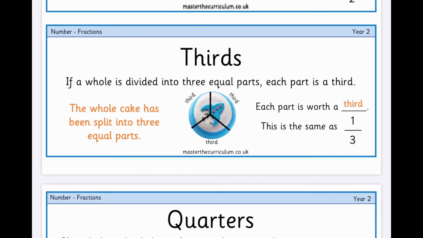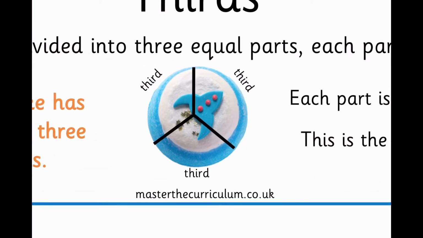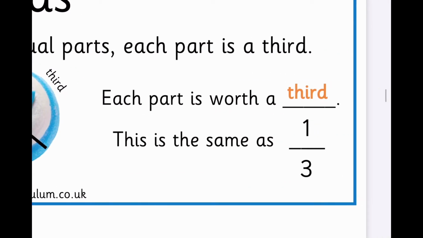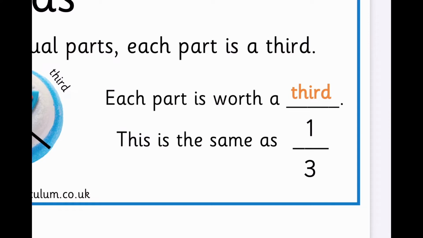We are going to be looking at thirds again today. Can you remember what a third is? If a whole is divided into 3 equal parts, each part is a third. The whole cake has been split into 3 equal parts. Each part is worth a third. This is the same as 1/3, a third. Let's get ready to find a third of quantities today.